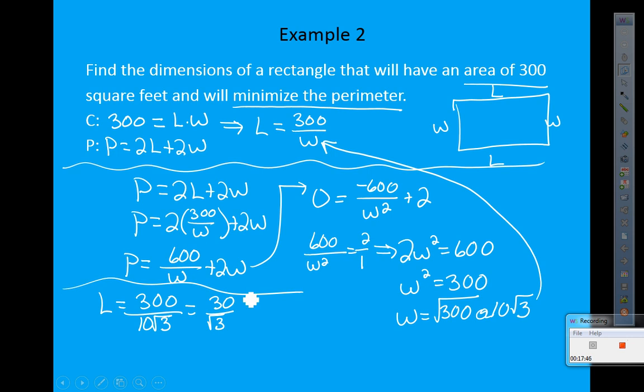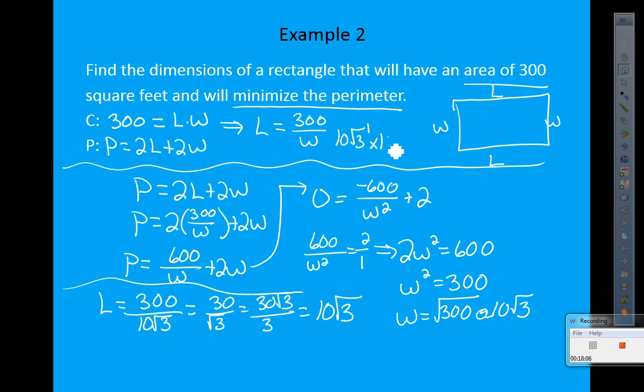I'm going to show you something here. Let's get rid of that radical 3. So I got 30 radical 3 over 3. My length is also 10 radical 3. So the answer to my problem here is going to be 10 radical 3 feet by 10 radical 3 feet.